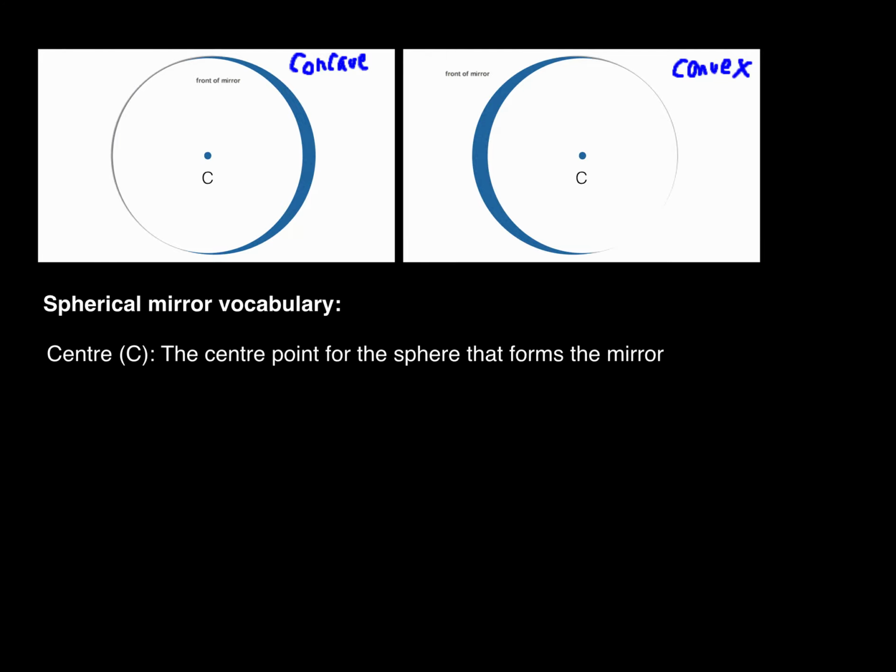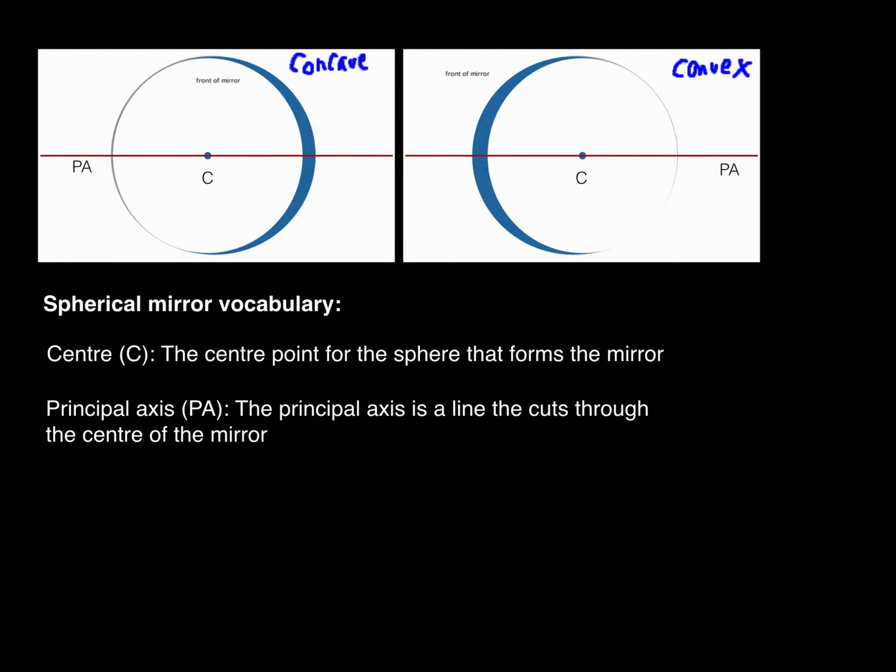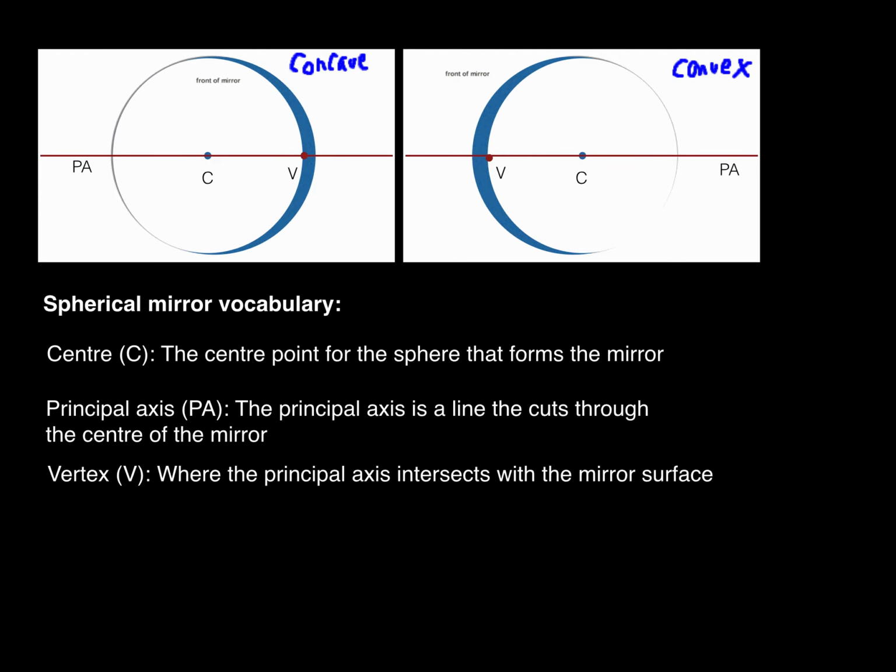The center is the center point for the sphere that forms the mirror. We label this with a C. The principal axis, or PA, is the line that cuts through the center of the mirror. The vertex, which we label with a V, is the point where the principal axis intersects with the mirror surface.